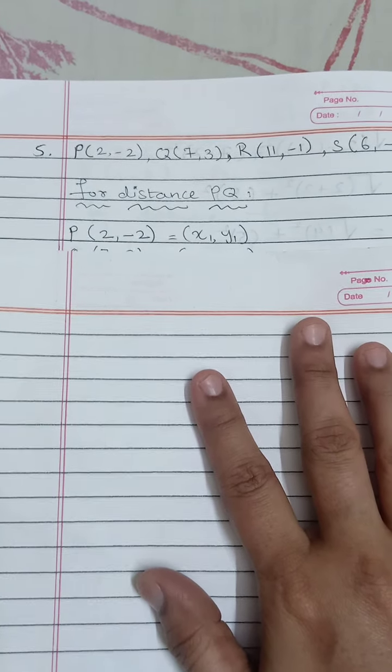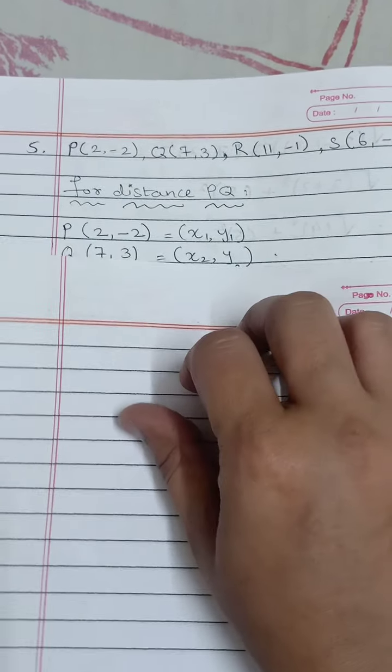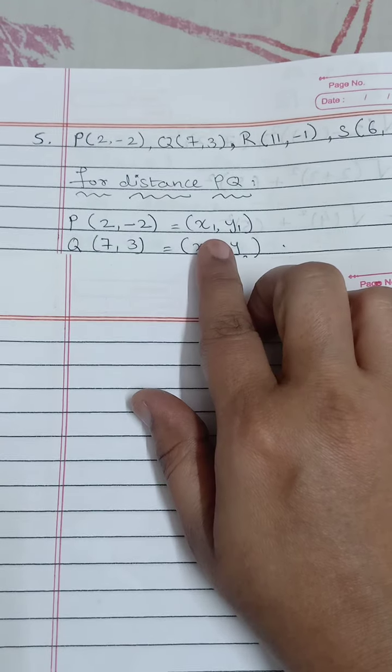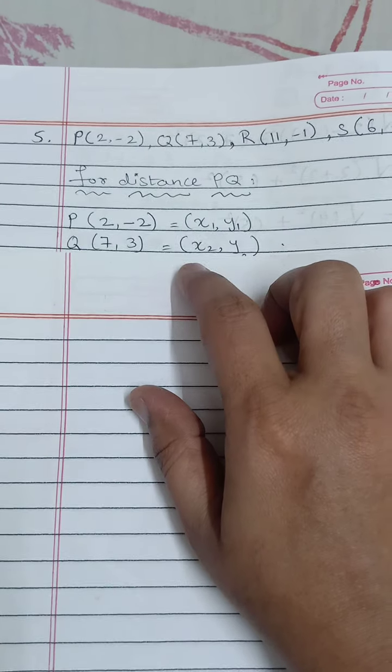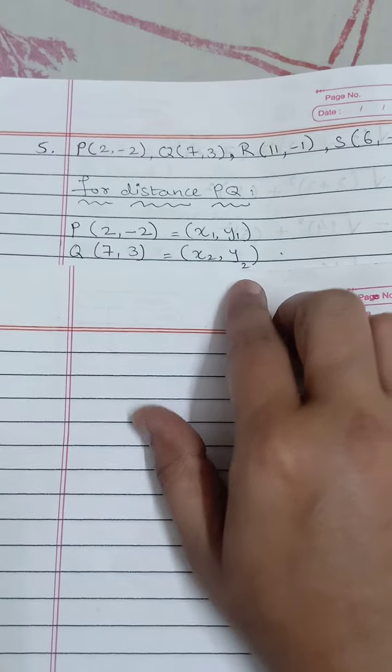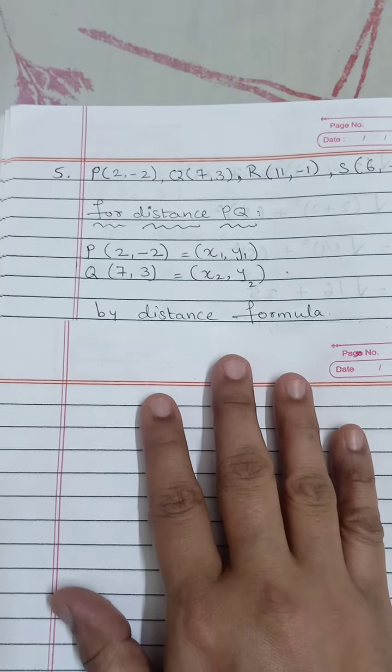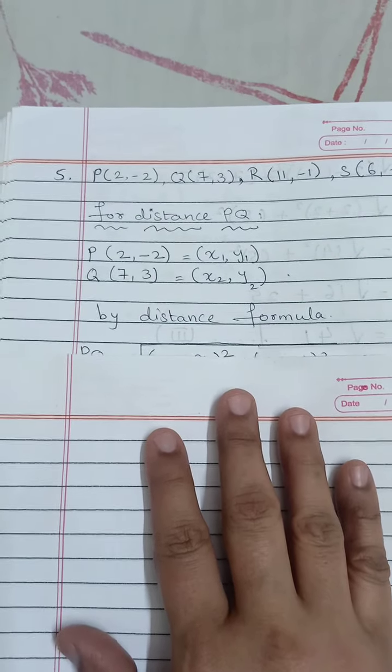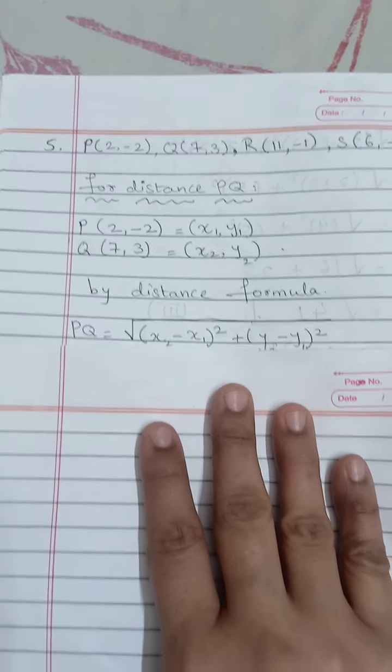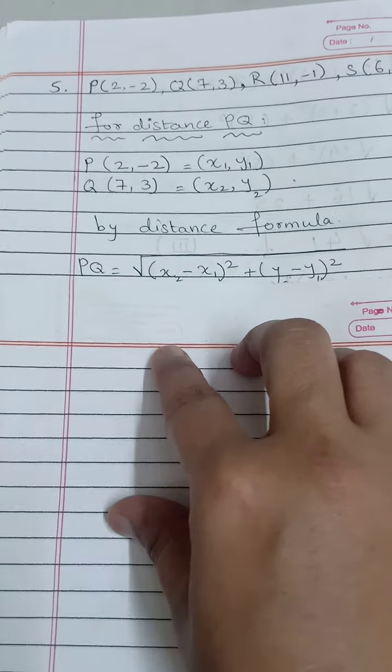Now we will take 2 points P and Q. The coordinates are (2, -2) and (7, 3). So the first point we have taken as x1, y1, and the second point as x2, y2. Then we will use the distance formula. The distance PQ will be given by the formula. Now we will apply the values.